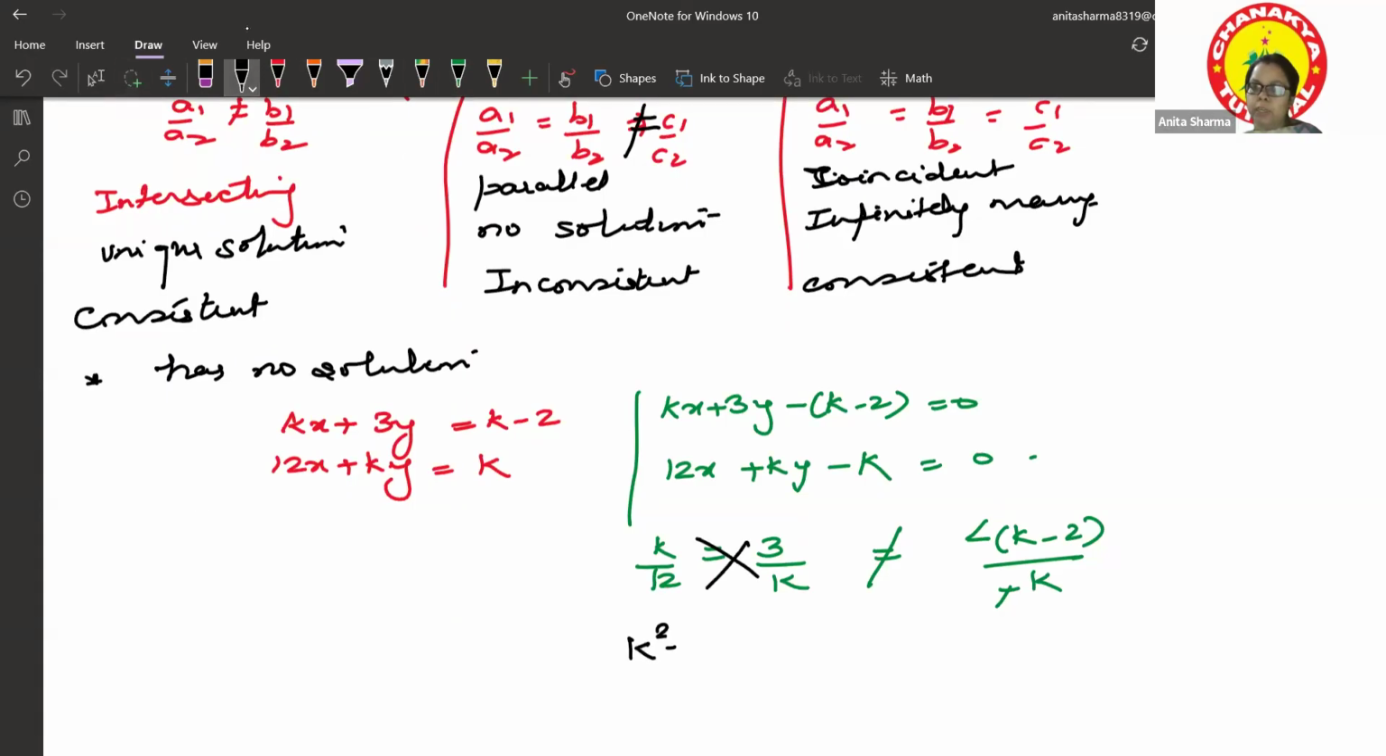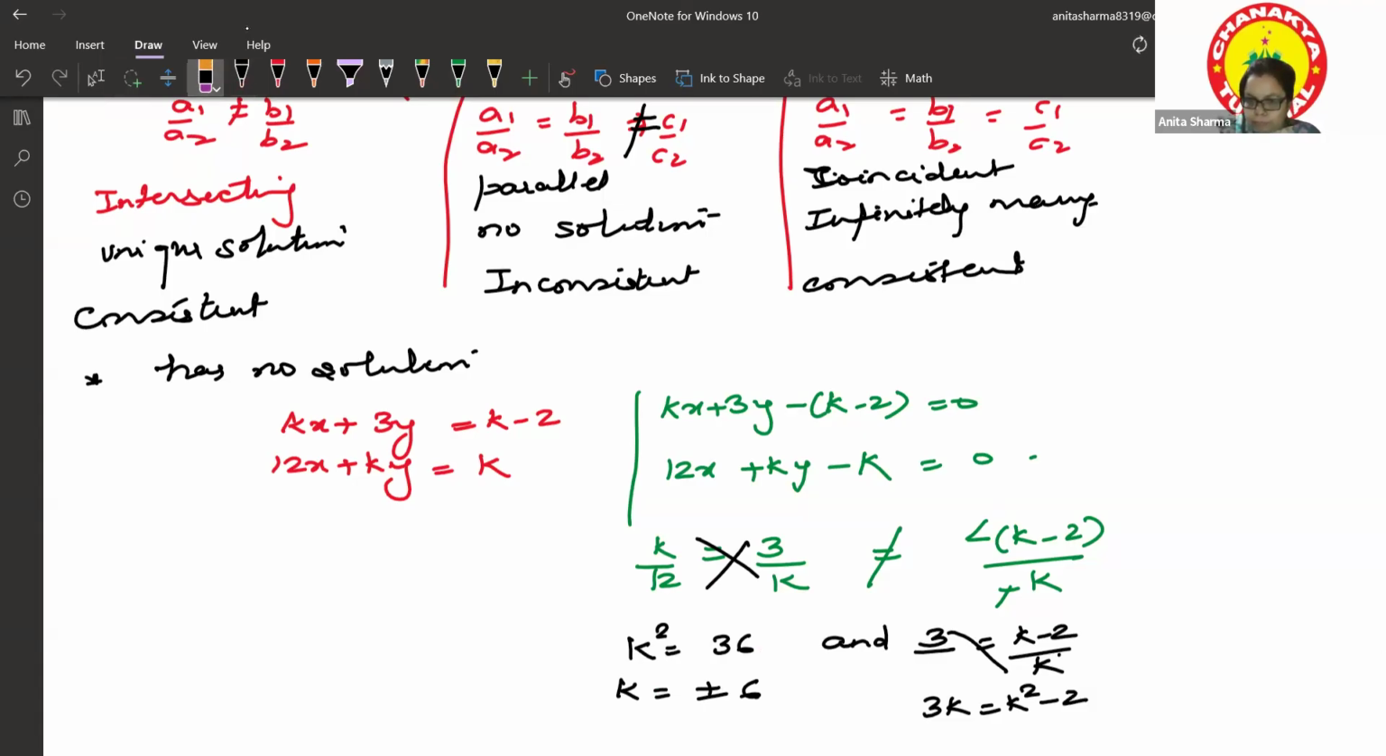So multiply, so two cases would be there. k square is equal to 36. So the value of k will be plus minus 6. And you can take 3 by k is equal to k minus 2 upon k. Then cross multiply, 3k is equal to k square minus 2k, k cancel. So k is equal to 3 plus 2, 5. Right, children? k is not equal to 5.